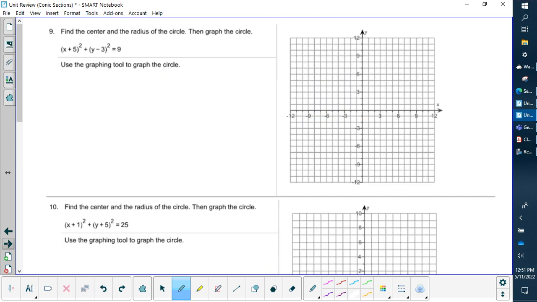Okay, now we're going to graph. I haven't played around with the graphing tool, but I'm sure you have done it in previous assignments. So all I need is a center and a radius, and I can graph this pretty quickly. So let's find our center, and it will be some coordinate point, and then we'll find our radius, and then we'll graph it.